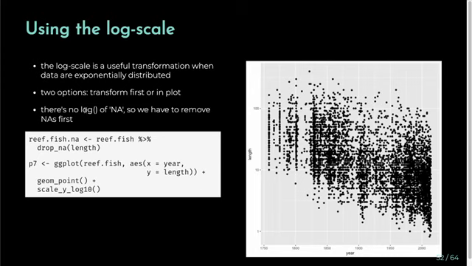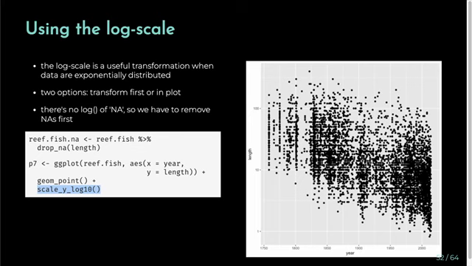Note that there is no log of NAs. There are some NA values where species don't have a length associated with them. So what we're doing is we're just dropping those NAs just to be cautious right here. Then we're doing the exact same plot we did earlier, but then we're telling ggplot that we want the y-axis to be on the log 10, and that's this plus scale y log 10.